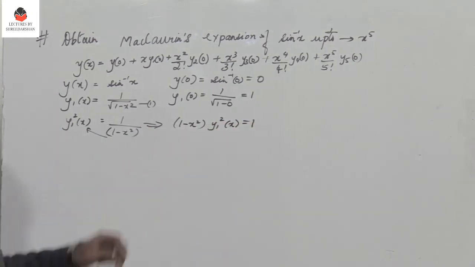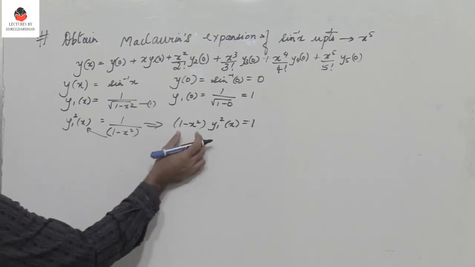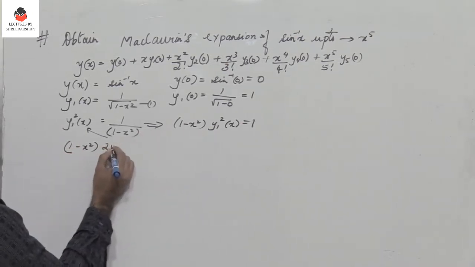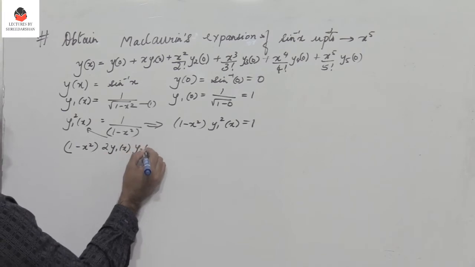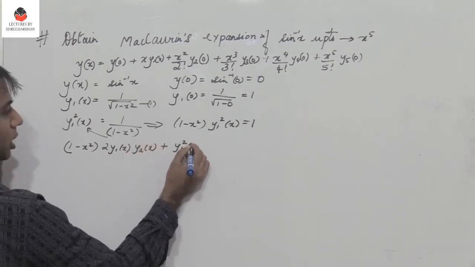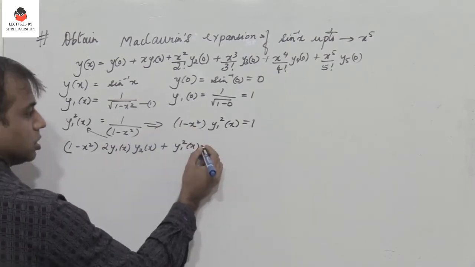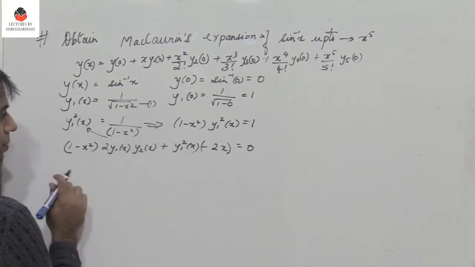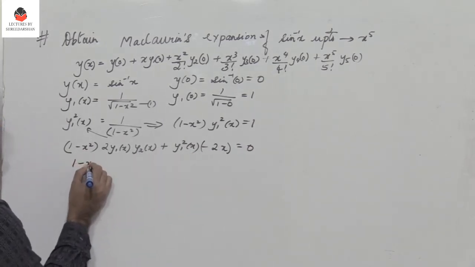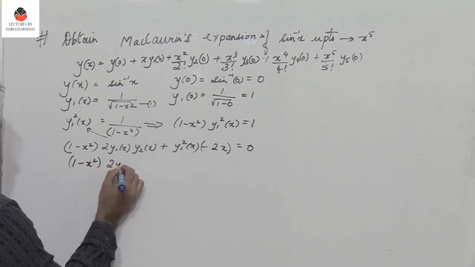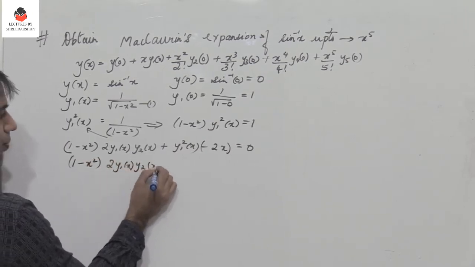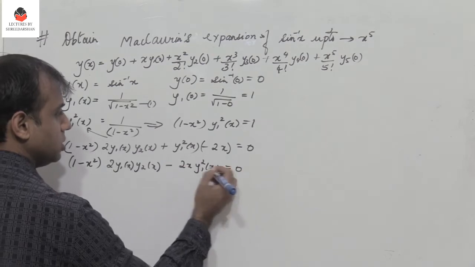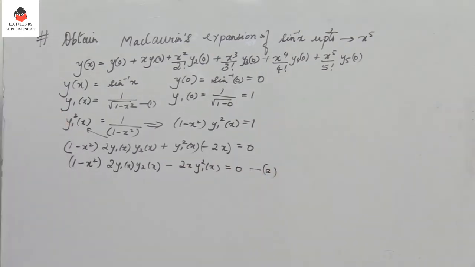So I differentiate this with respect to x. So first term 1 minus x square into differential of the second term, which is 2 y1 of x y2 of x plus y1 square of x into differential of this term, which is minus 2x equal to 0. So in this term, let me simplify this. You get (1 minus x square) 2 y1 of x y2 of x minus 2x (y1 of x) the whole square equals 0. So let me call this equation 2.